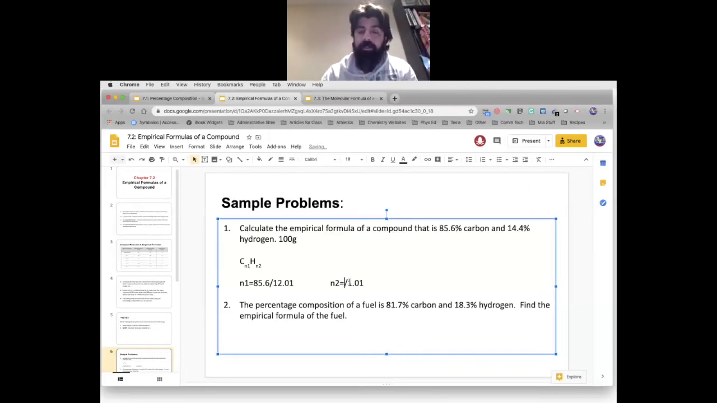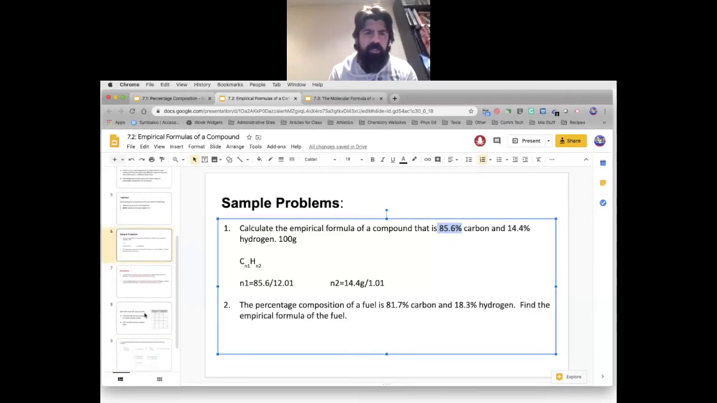Let's do the same thing for hydrogen. The mass of hydrogen in this example, we're going to pretend we have a 14.4 gram sample, right? Because if we take the two percentages together, we add them together, we get 100%. So let's just pretend that our sample is 100 grams. And in which case we can actually use this.